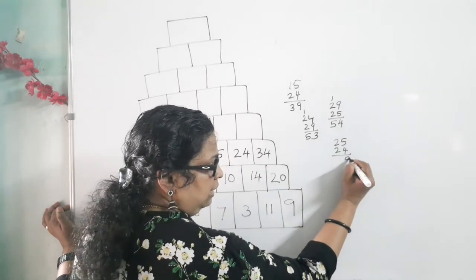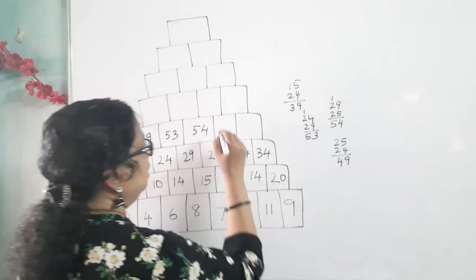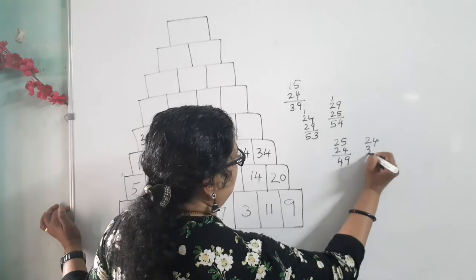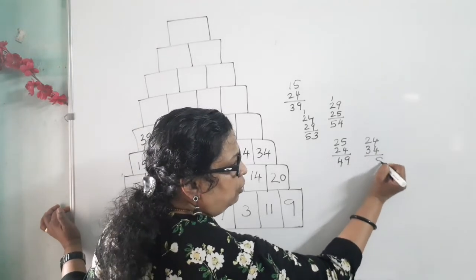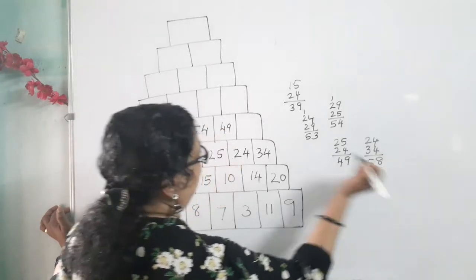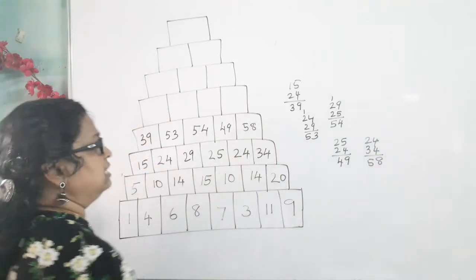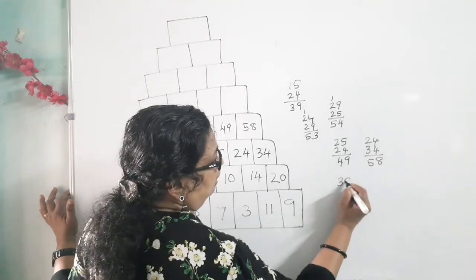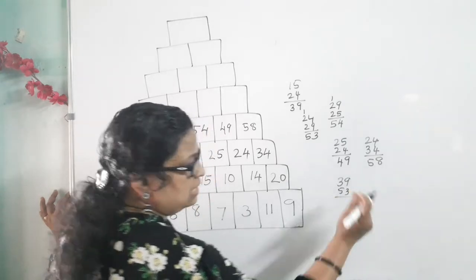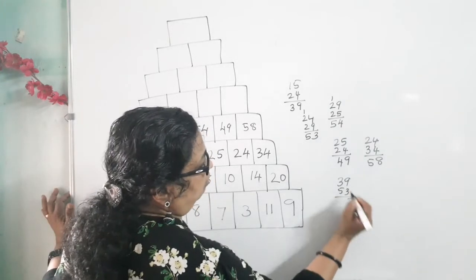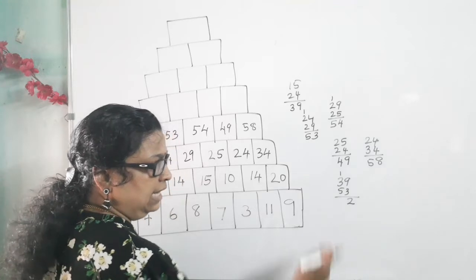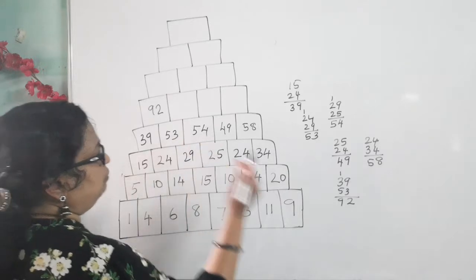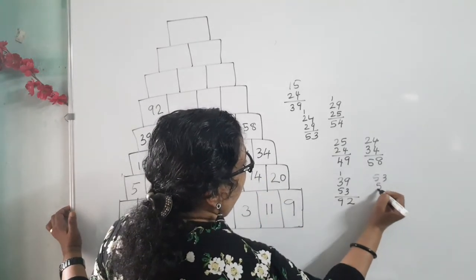So next, 25 plus 24. 5 plus 4, 9, 2 plus 2, 4. That is 49. Last, 24 plus 34. It is 4 plus 4, 8, 2 plus 3, 5. So this is 58. The next, 39 plus 53. 9 plus 3, 12. 1 carrying, 3 plus 5, 8 plus 1, 9. So here 92.